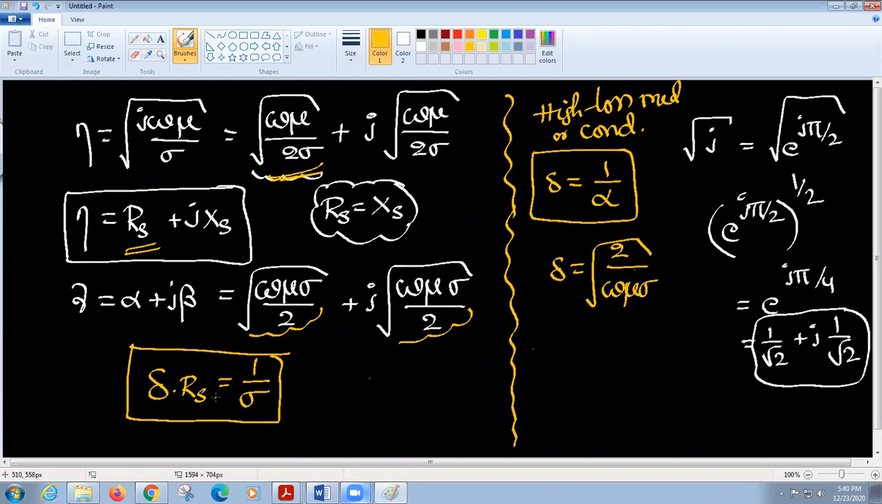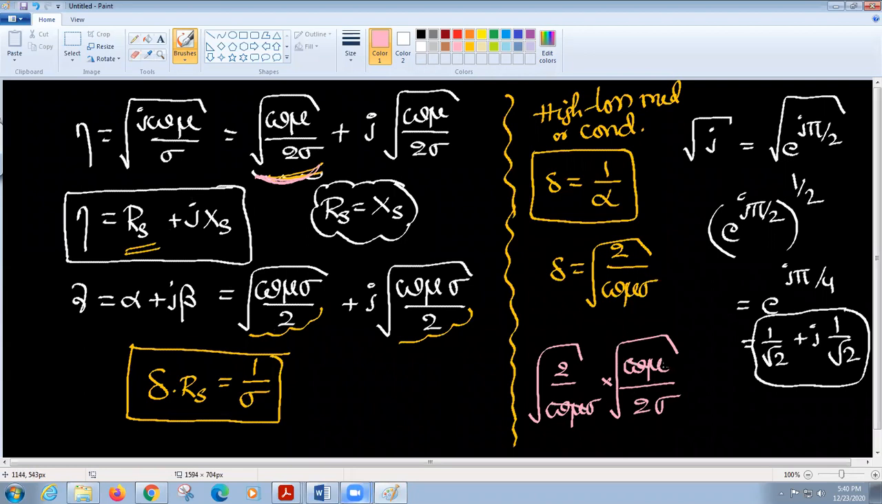Now delta multiplied by RS. So if I take this, that is 2 over omega mu sigma. I multiply this with RS. What is my RS now? RS is this, that is omega mu by 2 sigma. Now what happens? Omega mu is done, and the 2 cancels with the 2. So you have 1 over square root of sigma, and 1 over square root of sigma, so of course you will have 1 over sigma. So delta RS equals 1 over sigma. So RS you can find from this.